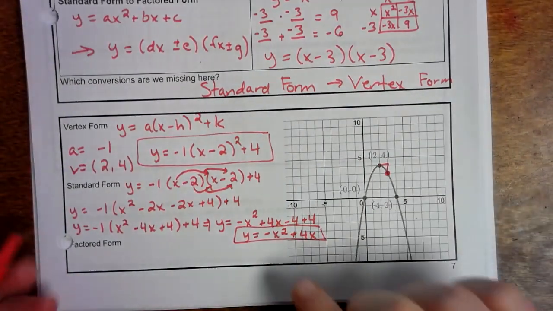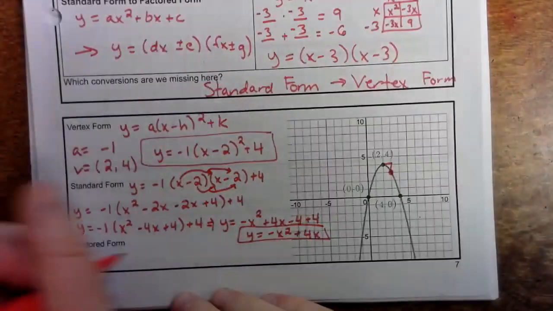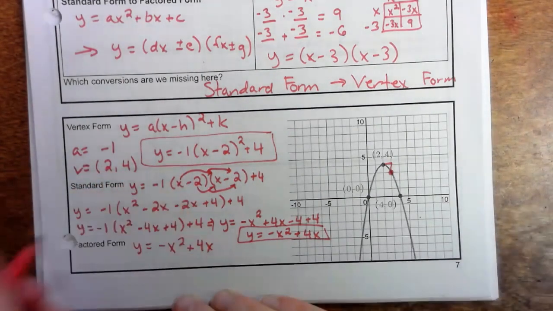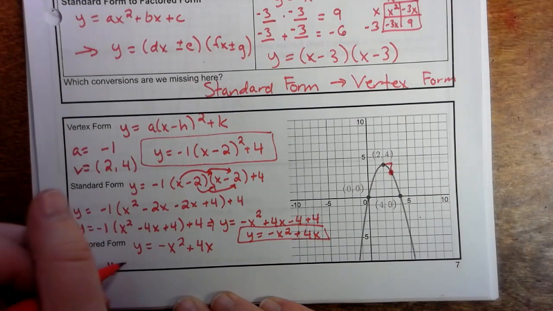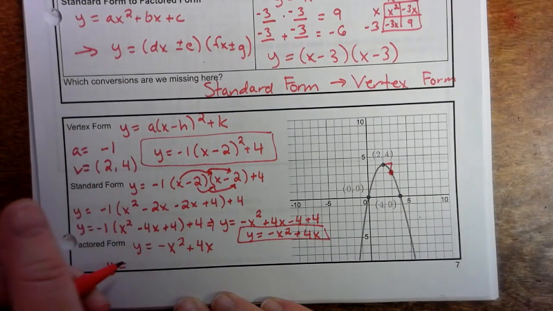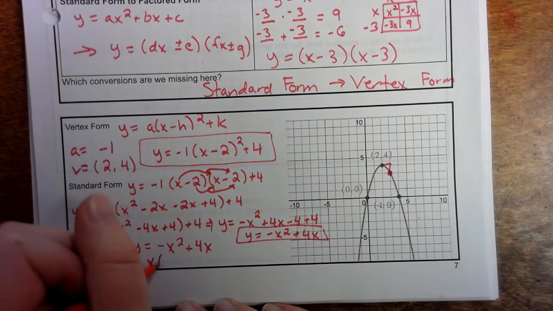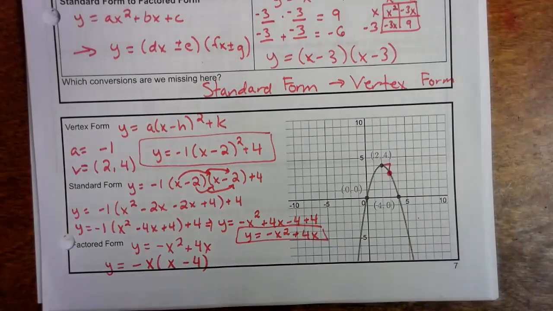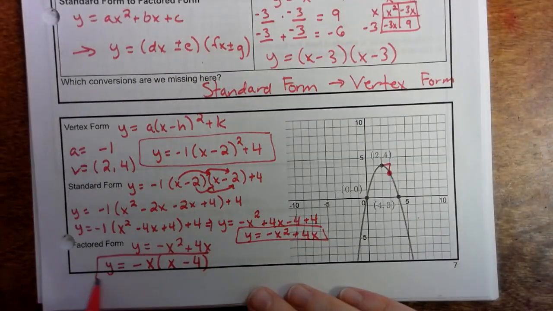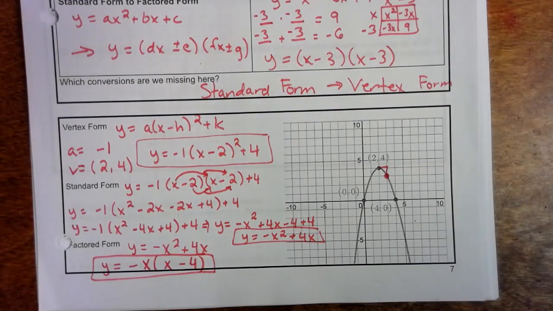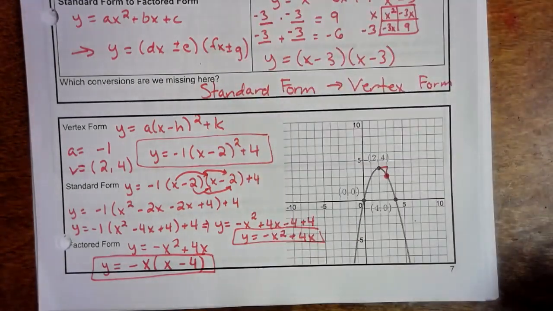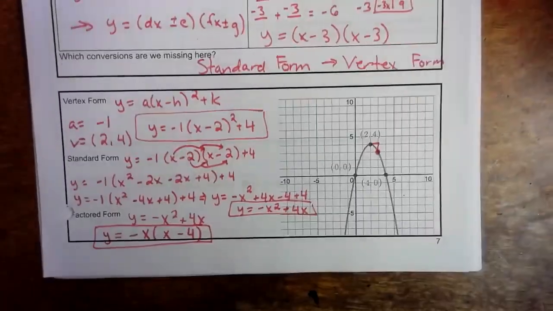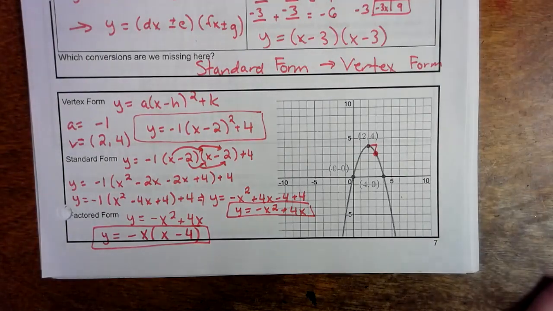Factored form, I'm just going to factor this. And you might think, well, what can I factor out? Well, they both have x's. I like to factor out my negative from the front. I like my a value to be positive. -x, x minus 4. And that's our factored form. That's it. So I just took all of the examples we did up here, and I used this graph to get it to vertex form, and then I was able to convert using all the steps we did above.